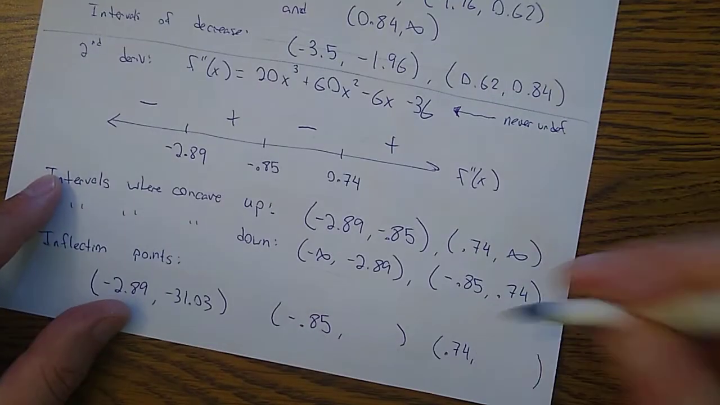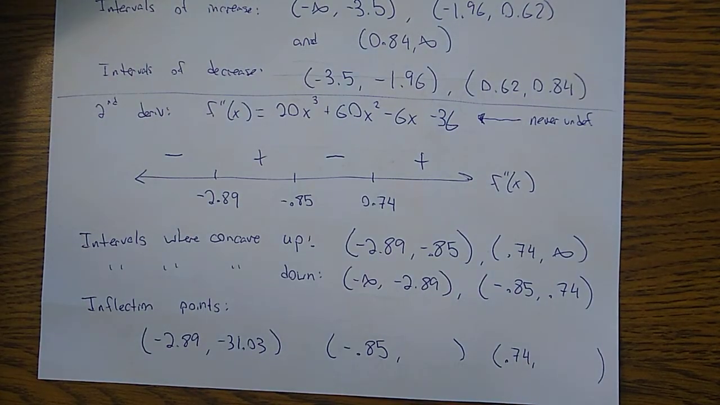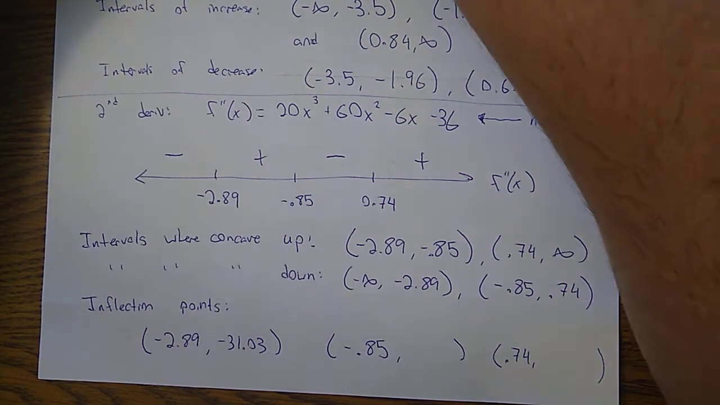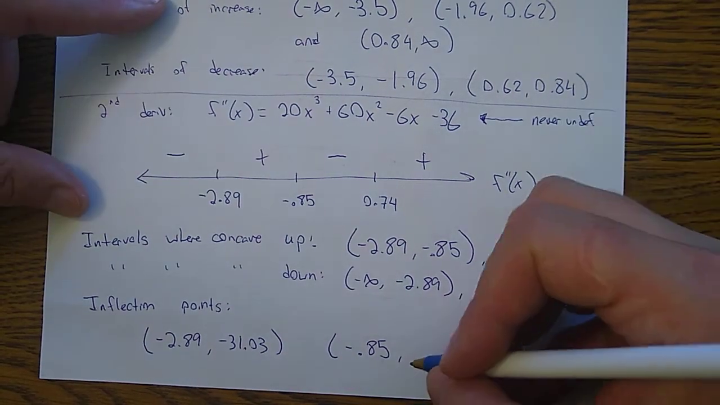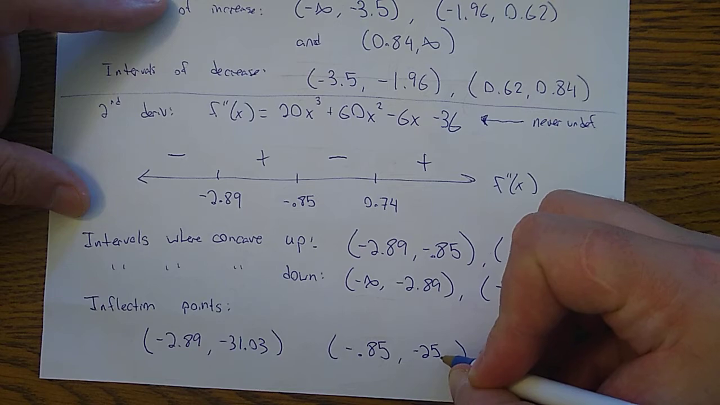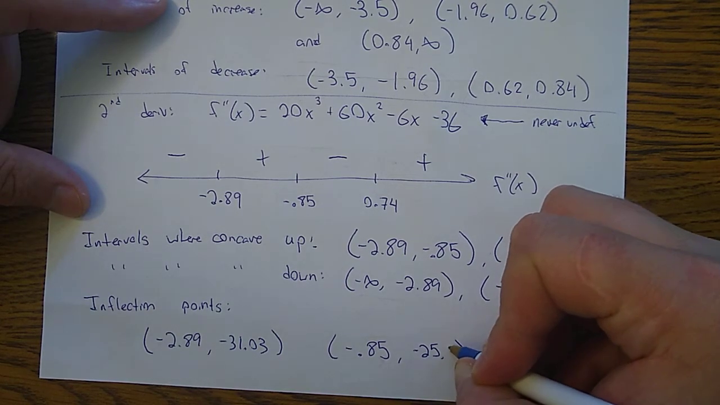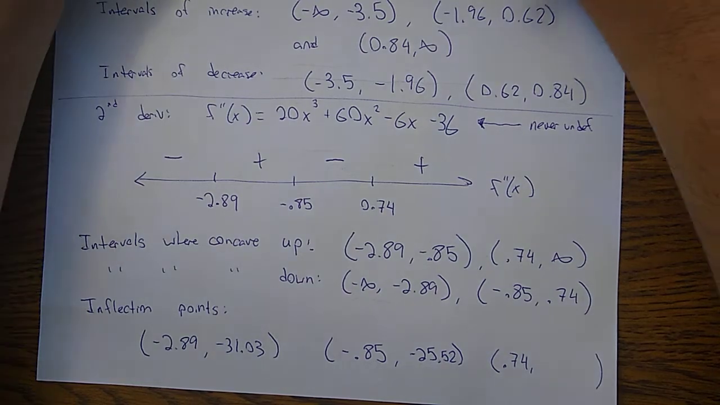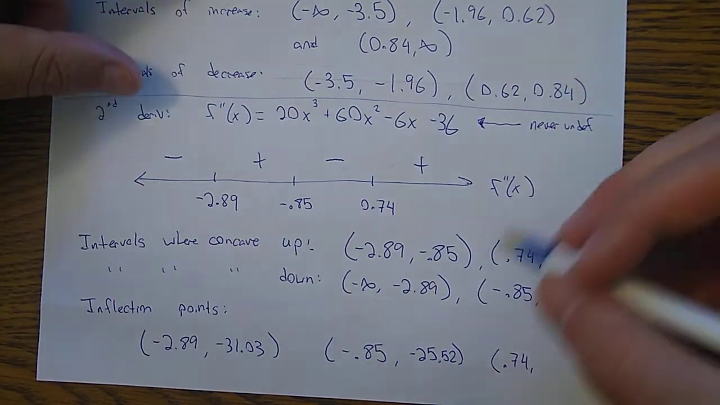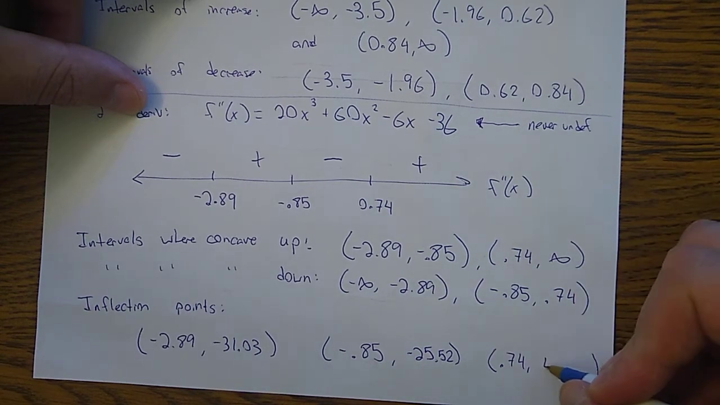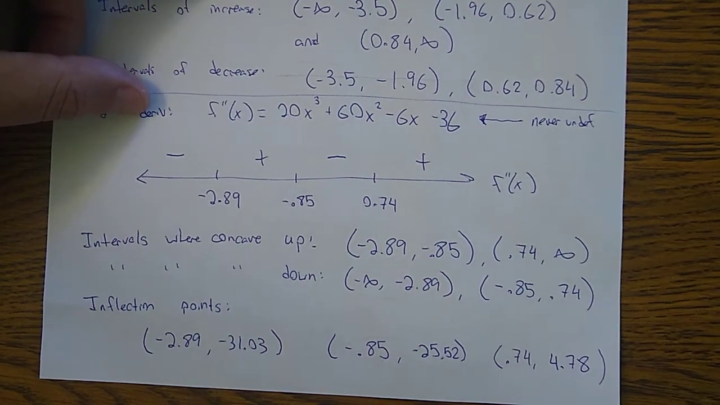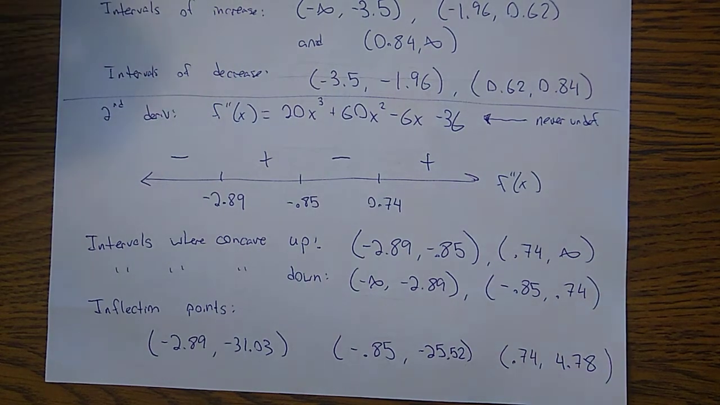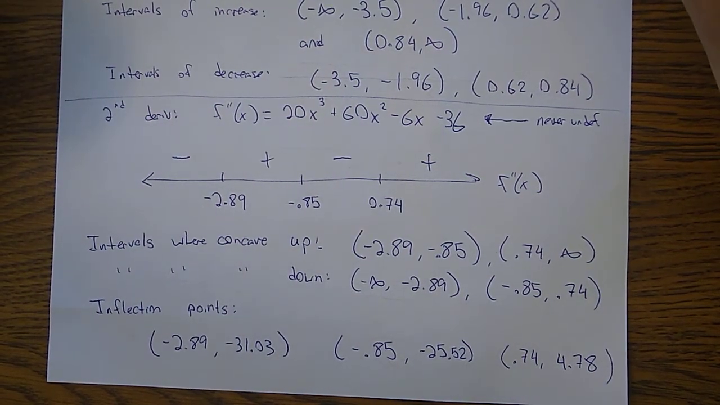And I'm just going to go ahead and do that for these other two. So f of negative 0.85 is whatever it is, and Maple is telling me that's negative 25.52. And then whatever this one is, .78, and those are the inflection points. So that's it. We did everything.